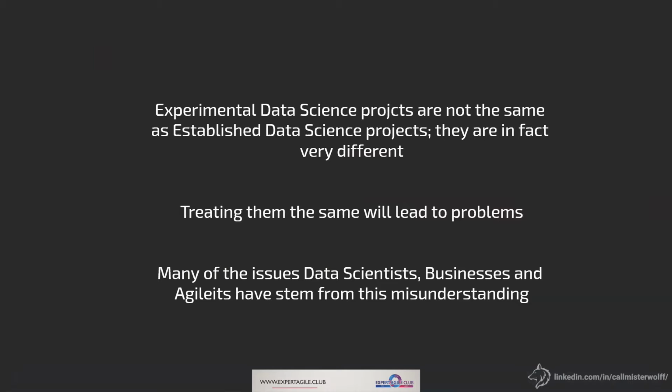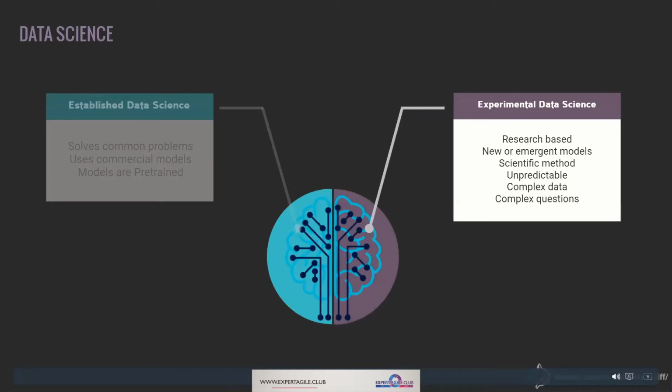Any time that I've worked with projects or worked with people or spoken to data scientists or agilists who are having challenges in the data science environment, it very much comes down to this statement. The two types of projects are actually different, and you cannot treat them as the same. So just to very briefly recap on what those differences were, we've just heard about the established data science, so let's talk about the experimental stuff.